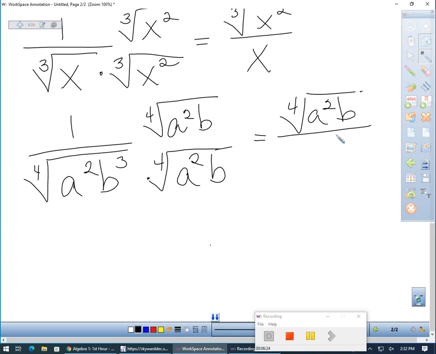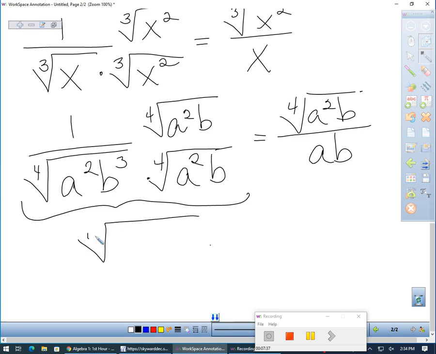On the top, 1 times that is still the 4th root of a squared b. On the bottom, it would just be ab, yes. That's the whole goal, is to get rid of that radical. If I multiply these together, it would be the 4th root of a to the 4th, b to the 4th. All right? I want you to see what it is you're missing. That's why I started to write it that way, having to do with the radical.